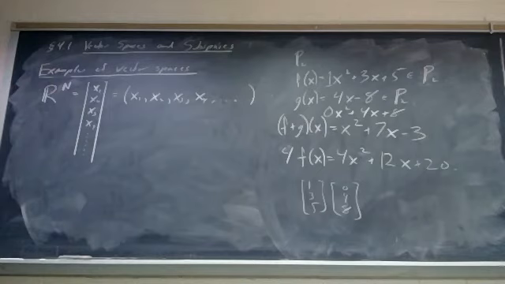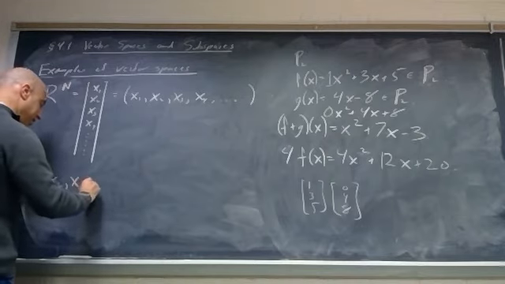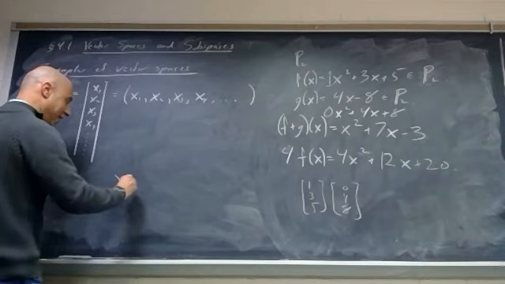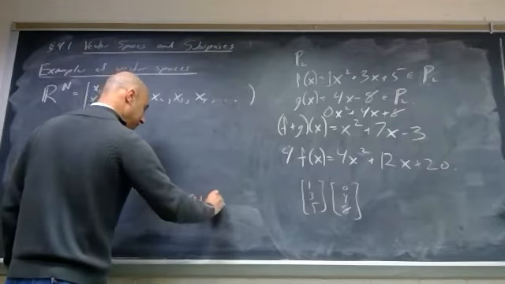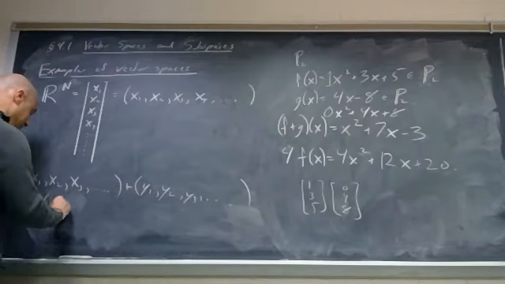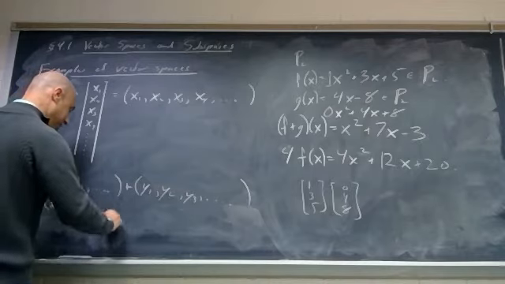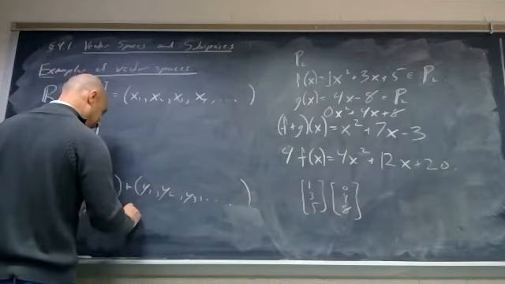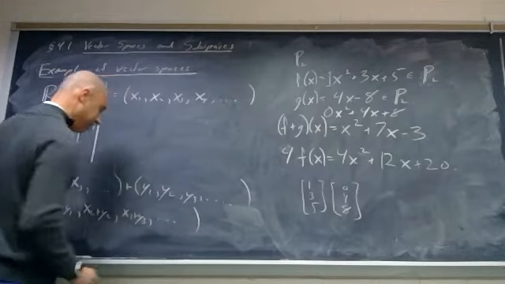And if I take 2 of these vectors and add them, they add pretty much the way you would want them to. So if I take the vector x1, x2, x3, and so on forever, and add it to the vector y1, y2, y3, going on forever, you just take the first components and add them, x1 plus y1. You take the second components and add them, x2 plus y2. You take the third components and add them, x3 plus y3, and so on forever.